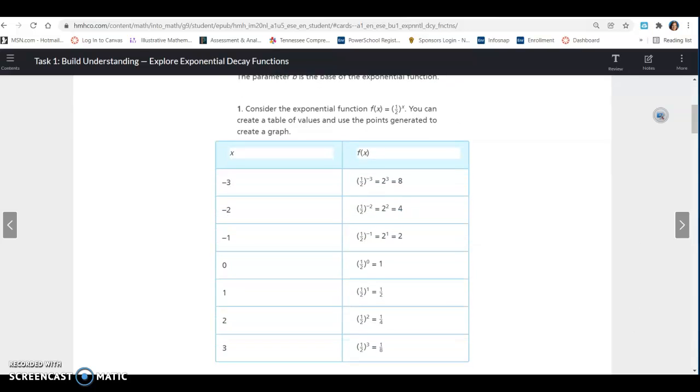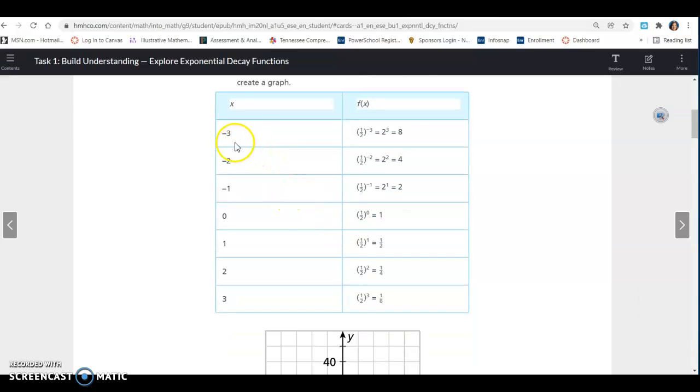Alright, so it says consider the exponential function f of x equals 1/2 to the x power. You can see the base is between 0 and 1, so we know this is an exponential decay function. You can create a table of values and use the points generated to create a graph. So we've got our x and our f of x. Remember, f of x is our y, so these are just ordered pairs.